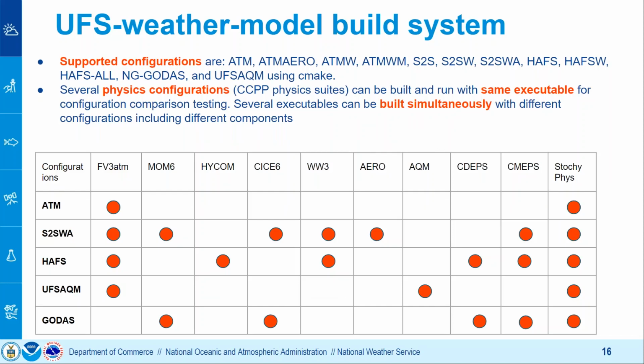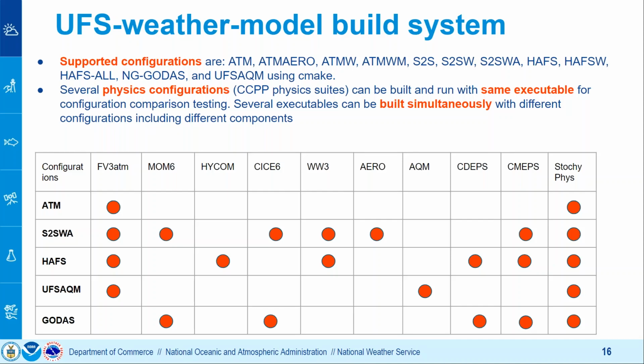Here is the current status of the build system. On the top, I listed some supported configurations, and there are some new ones here. Basically, it can support atmosphere only or atmosphere coupled with other components, and the configuration could just depend on the combination of your components. And in the UFS build system, it can be very easy to specify an application you want to build, with the components together in a consistent way.